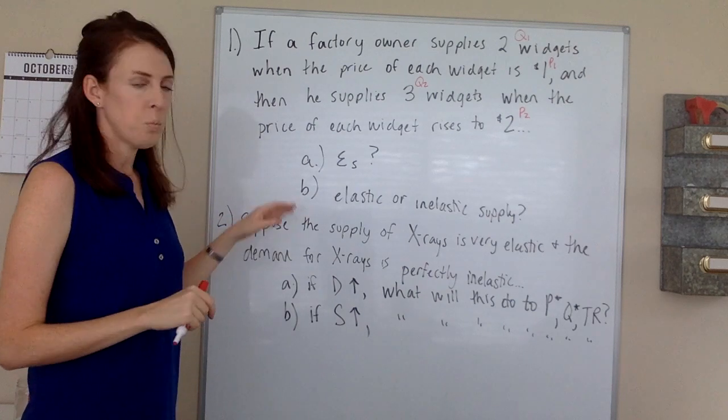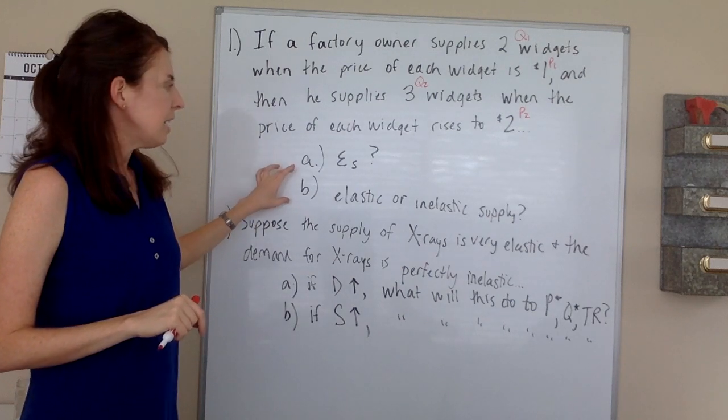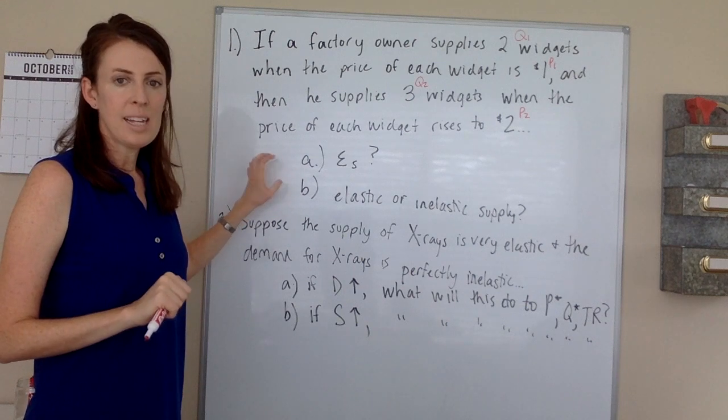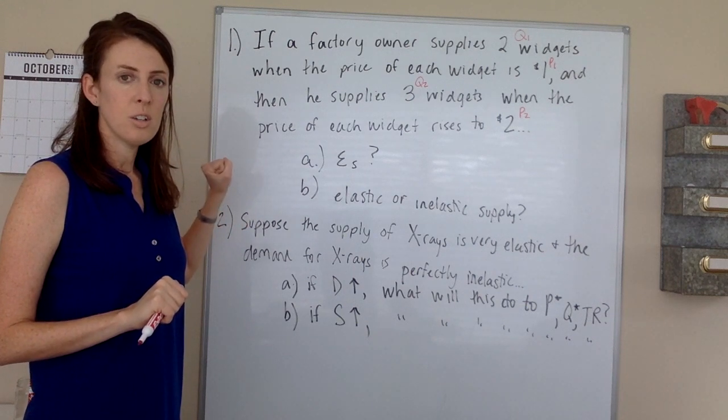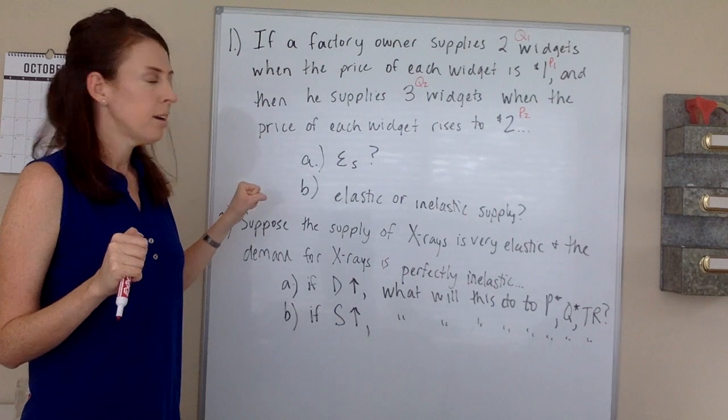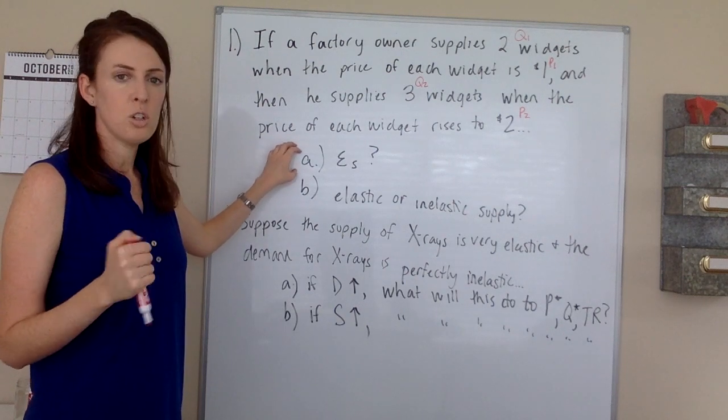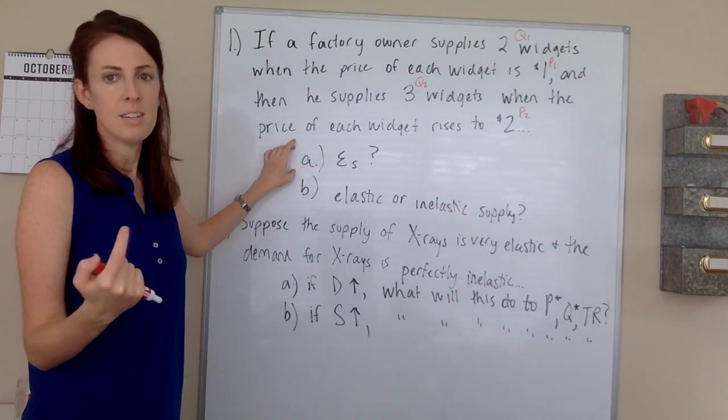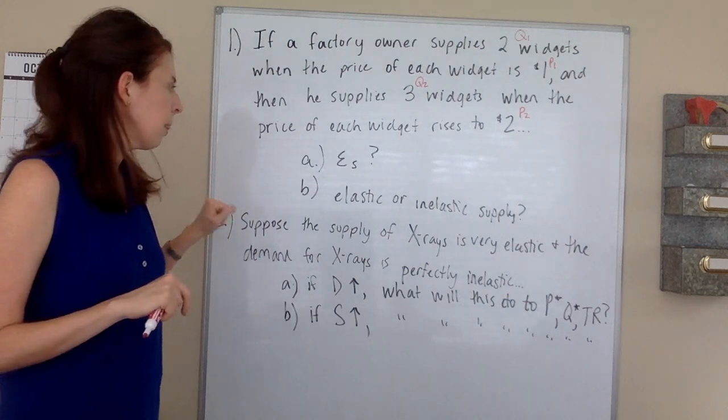Part B is, based on the number that you get for A, is the price elasticity of supply elastic or inelastic? To know this, you just need to compare your answer to A to the number 1. So if it's bigger than 1, it's elastic. If it's less than 1, it's inelastic.